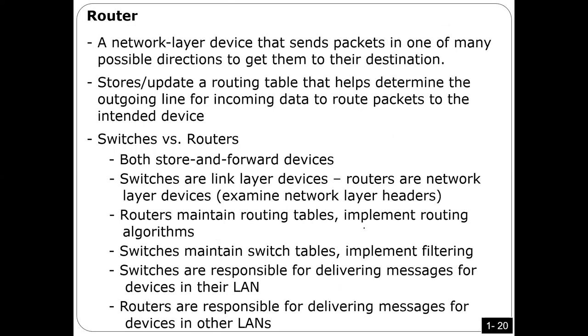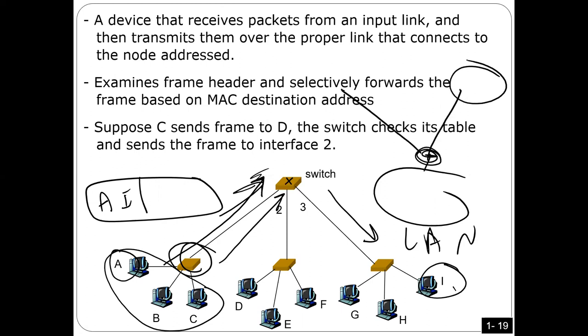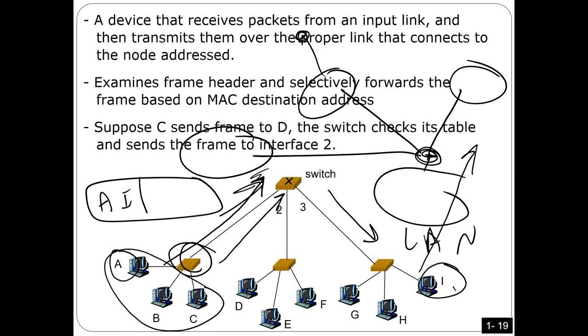The second thing here, router. Again, the router is very, very close. It's almost the same idea, but there are some differences. Number one, the router is used to connect one LAN to the external world. Maybe there is one router here that may be connected to different LANs. If you want to send a packet to a computer here, for example, the router has to know that it has to go this way or that way. So yes, it's almost the same idea, but there are some differences between switches and routers.